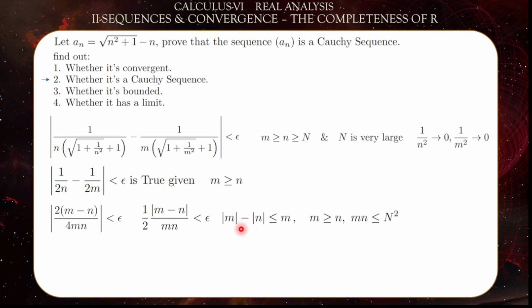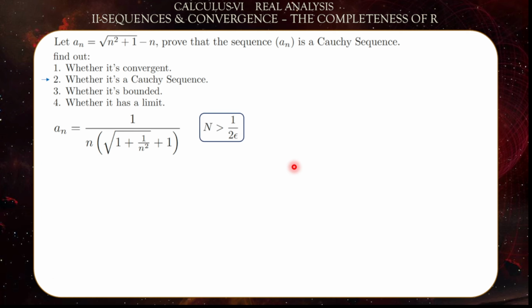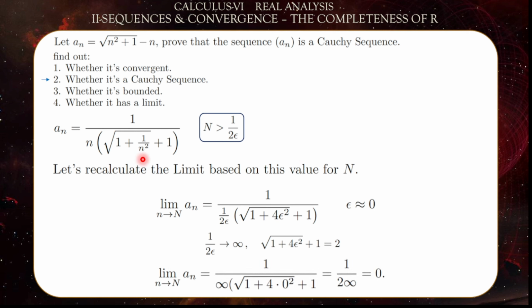The absolute value of m minus n is less than or equal to n, since m is greater than n. So since m is greater than or equal to n, mn is greater than or equal to n squared. Hence, n divided by n squared is less than epsilon, 1 over 2n is less than epsilon, so n is greater than 1 divided by 2 epsilon. We simply switched between n and epsilon. Let's recalculate the limit based on this value for n.